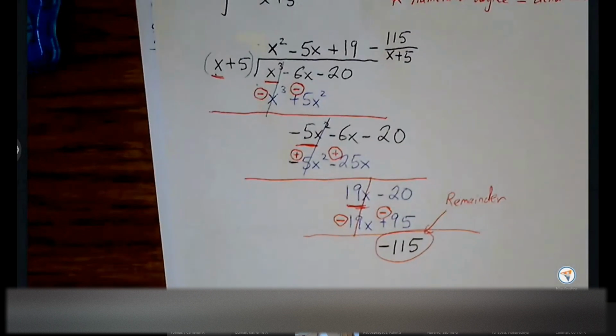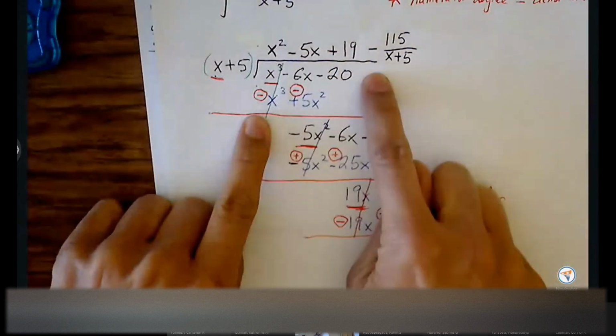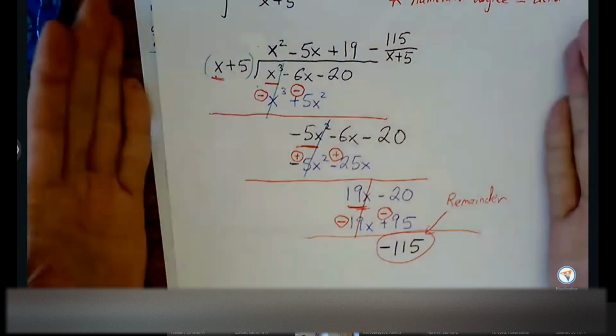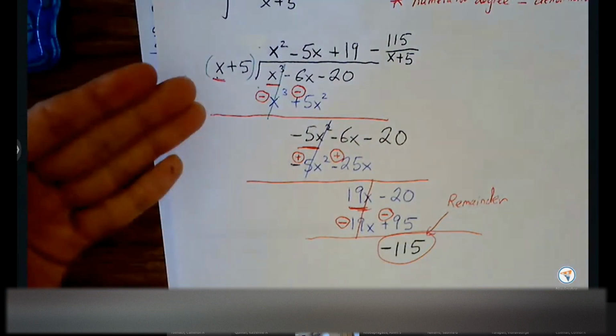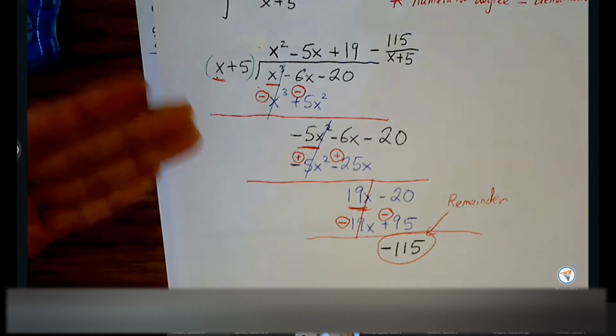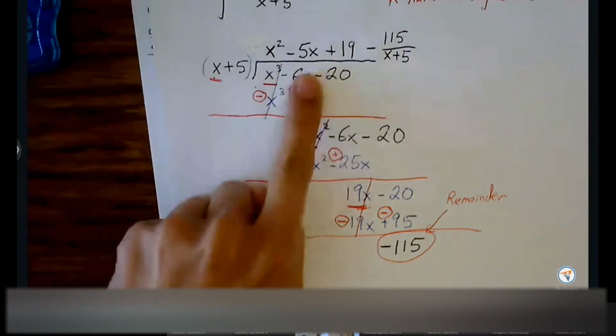Now, we haven't done any calculus yet. We did all that just to get to the point where we can have a rule that can handle this problem here. But any questions so far about this process? This is a messy process. We have synthetic division, which is a much faster way to get to this here.